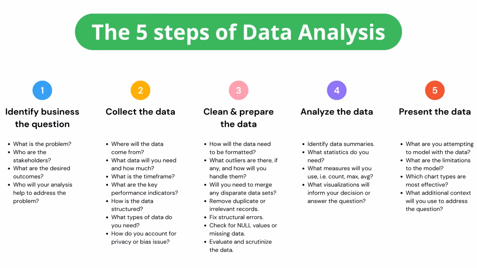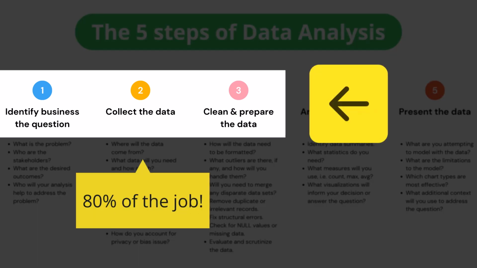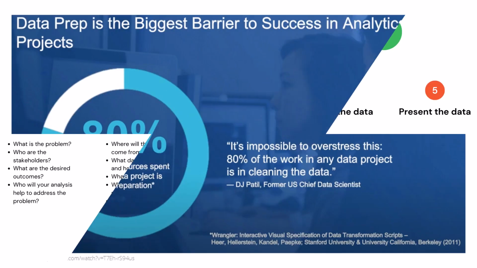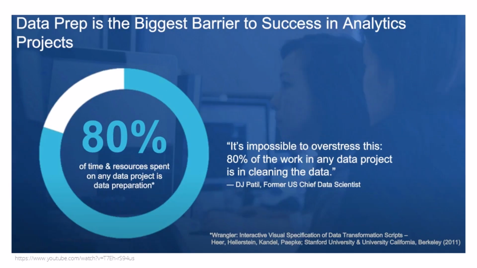You may have noticed that the steps that took the longest time to cover in this video were the first three: identify a business question, collect, clean, and prep the data. There is a reason for this. According to various research studies, 80% of the work in any data project is cleaning and preparing the data. This is often referred to as the 80-20 rule or dilemma. Not exactly the most glamorous part of the job, but certainly the most important.